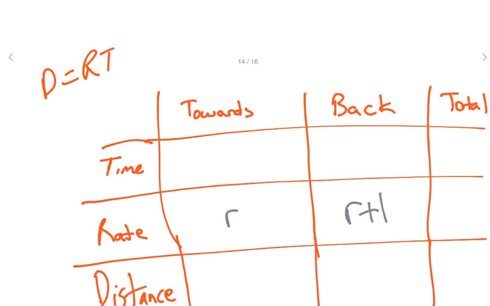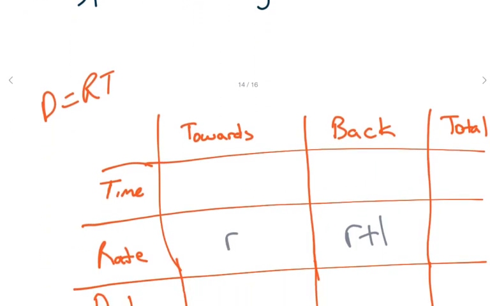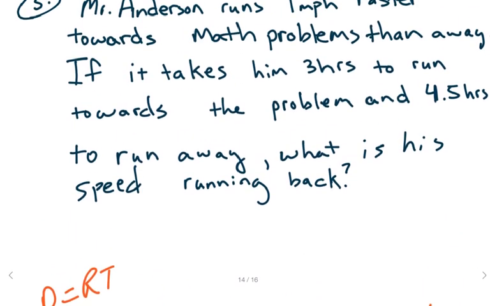Why? Let's think about it. So if I run at 10 miles per hour towards a problem, then running, if I'm faster, then it would be towards it. Oh, my bad. No, this is R plus 1. This is R. Because if running back was, let's say, 10 miles, this would be 11. So hopefully that makes sense. If this was 10, this would be 11. Right? So it's faster.